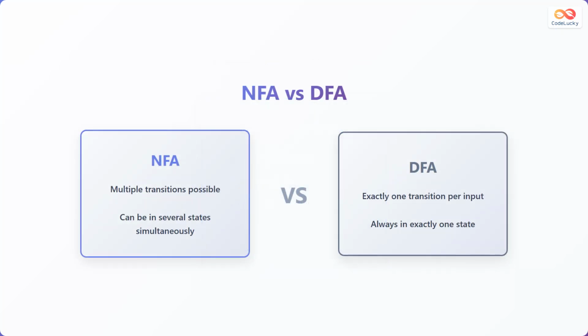Let's compare NFAs with DFAs, or deterministic finite automata. In an NFA, multiple transitions are possible for a given input symbol, and the automaton can be in several states simultaneously. On the other hand, in a DFA, there is exactly one transition per input symbol, and the automaton is always in exactly one state.